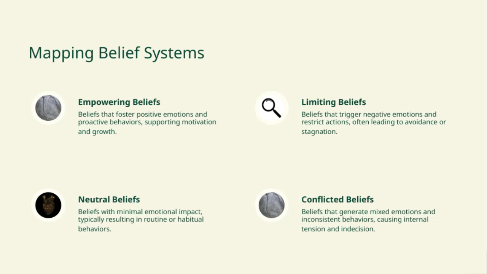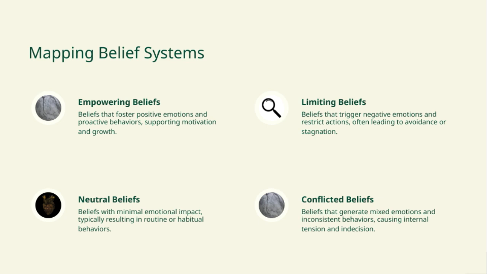Let's take a closer look at the different types of beliefs that shape our mindset and behaviors. First, we have conflicted beliefs. These are the beliefs that generate mixed emotions and often lead to inconsistent behaviors. They create internal tension, making it hard to decide or act decisively because we're pulled in different directions mentally and emotionally.